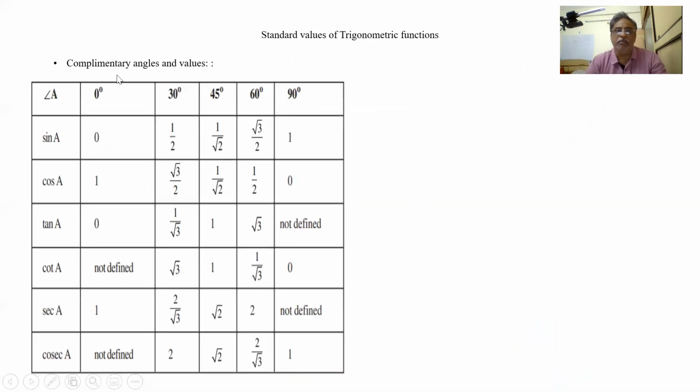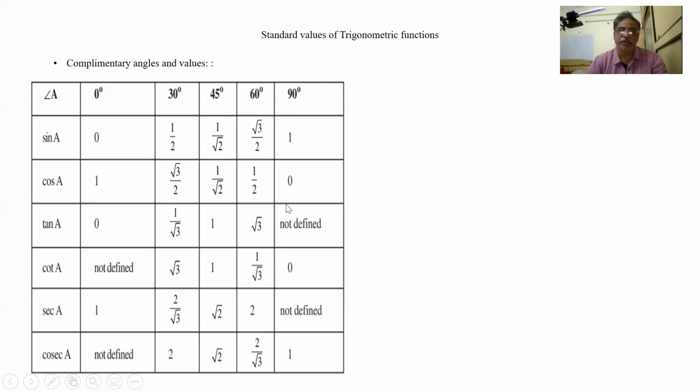Now earlier we have seen complementary angles. See, sin 30 is cos 60. Sin 60 is cos 30. Sin 45 is cos 45, because 90 minus 45 is 45. Similarly, tan 30 is cot 60. Tan 60 is cot 30. So these are all complementary. Tan 30 means tan of 90 minus 60, which means cot 60. Tan 60 means tan of 90 minus 30, that is cot 30. Similarly, secant 60 is cosecant 30. So these are all complementary angles.